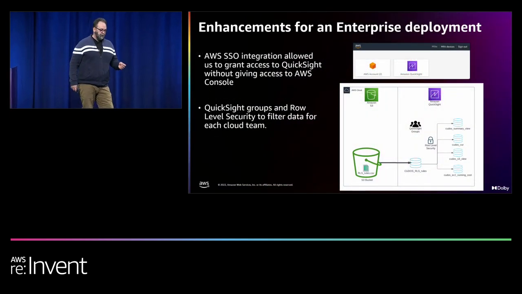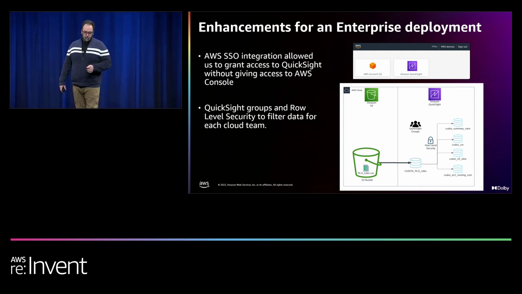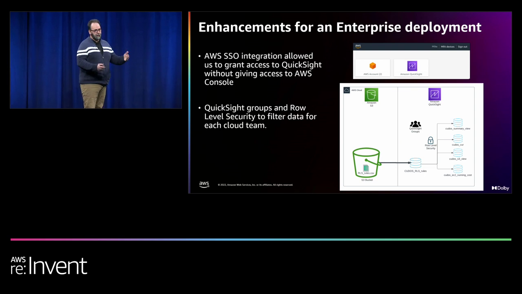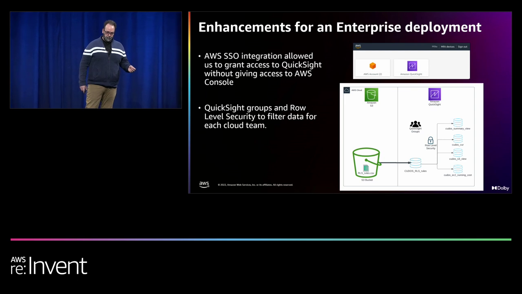Now I want to talk about a couple of the enhancements that I put in place to make the Cloud Intelligence Dashboards more usable in our environment. First was implementation of AWS SSO access for QuickSight. Because we have these QuickSight dashboards running in our payer account, I really didn't want to give all my users who needed access login capabilities to my payer account. By implementing SSO for the service, we're able to just grant users access to QuickSight directly without granting any additional console access to the payer account.